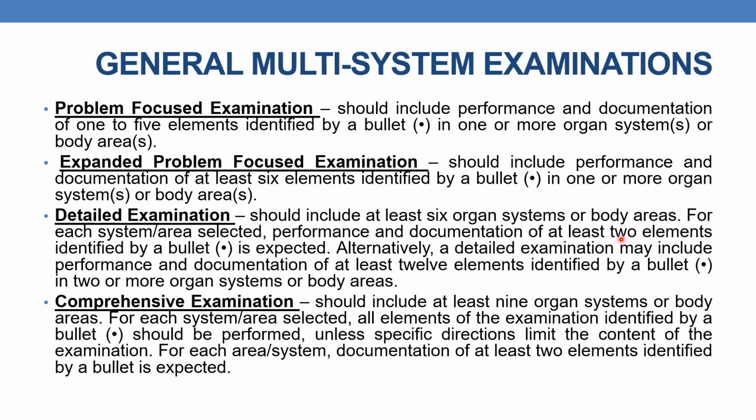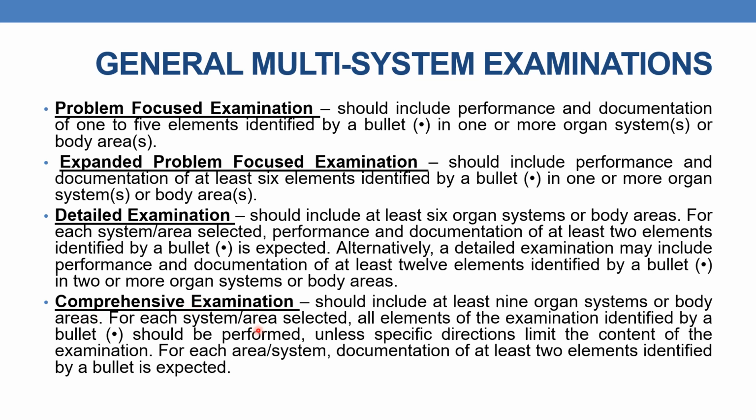Alternatively, a detailed examination may include performance and documentation of at least 12 elements identified by bullet in 2 or more organ systems or areas. This is a little tricky. Either the physician can include 6 organ systems with 2 elements each, or he can include 2 or more organ systems or body areas and must document at least 12 elements from these systems.